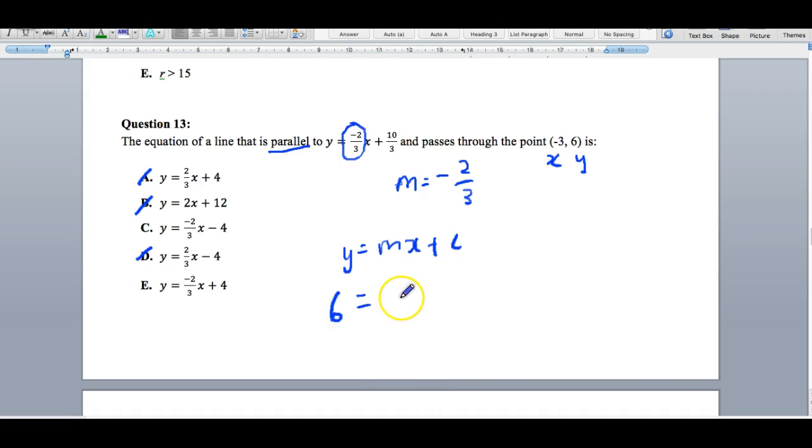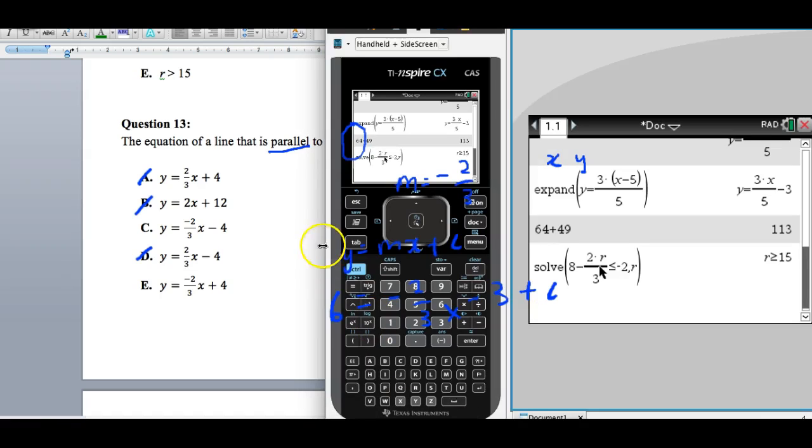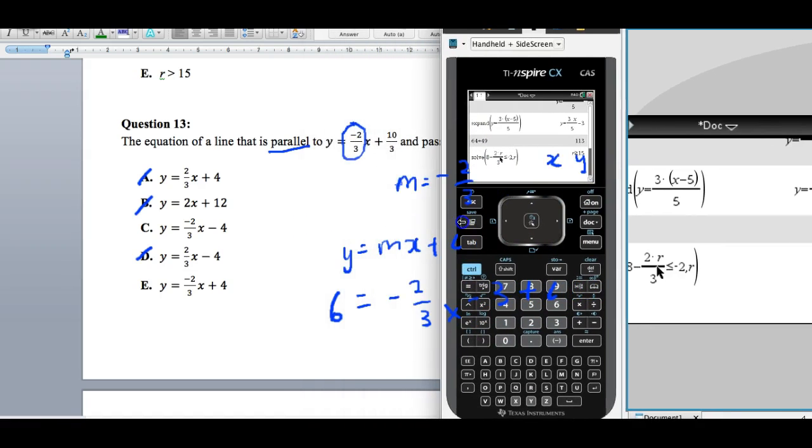6 equals -2 on 3 times x, which is -3, plus c. And you're probably thinking, oh, that looks so messy, and you just give up. But hello, what is this? It's my calculator. I can use my calculator, even though it's a bit hard to see. So let's just, we can still see that.